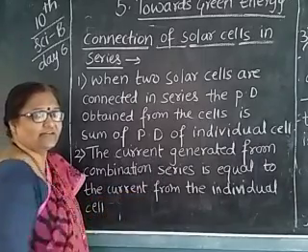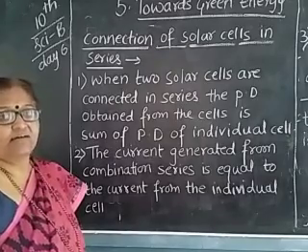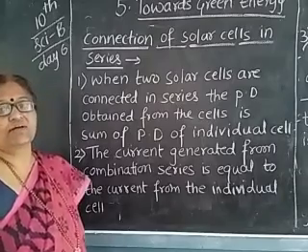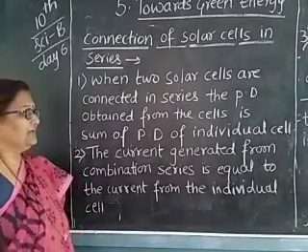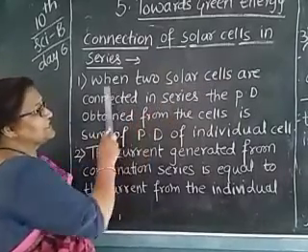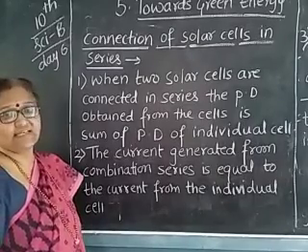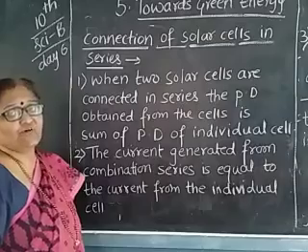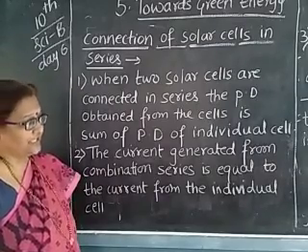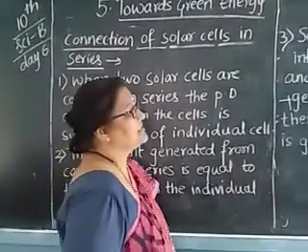The current generated from the series combination is equal to the current from the individual cell. So what we see here is that when two solar cells are connected in series, the PD obtained is equal to the sum of the PDs of the individual cells, and the current generated from the series combination is equal to the current from the individual cells.